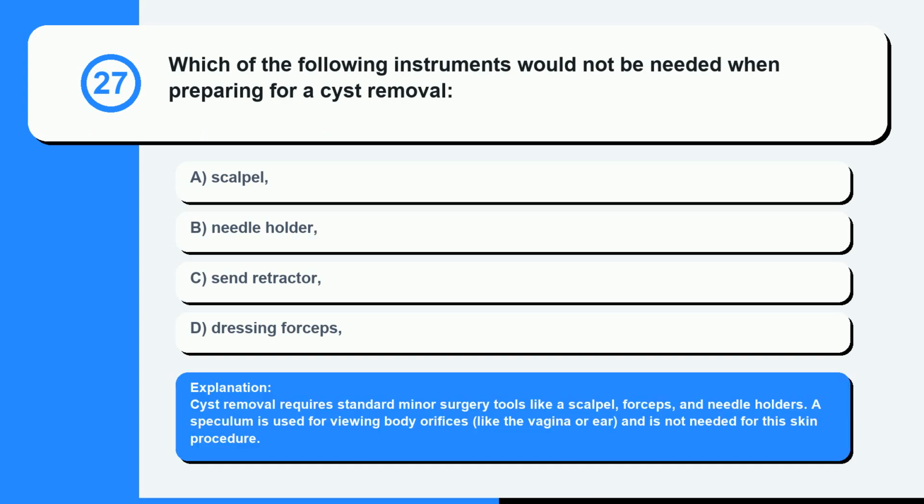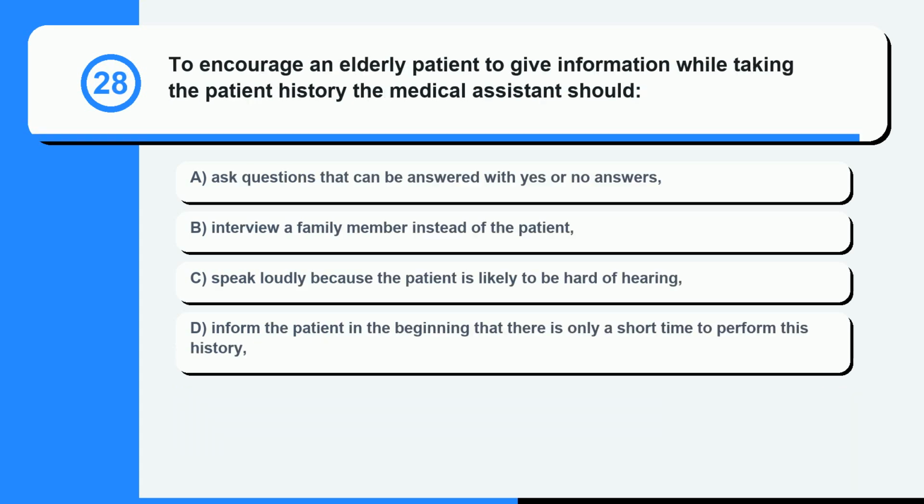Question 26. Which type of thermometer should not be used in the medical office? A. Digital. B. Disposable. C. Glass. Or D. Infrared. The correct answer is C. Glass. Glass mercury thermometers are no longer recommended in medical offices due to the risk of breakage and the toxic nature of mercury.